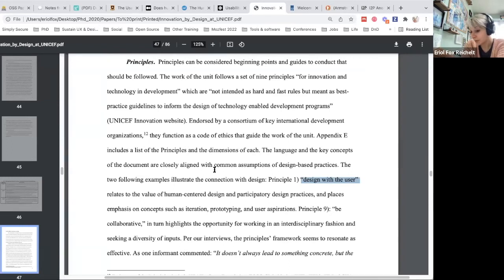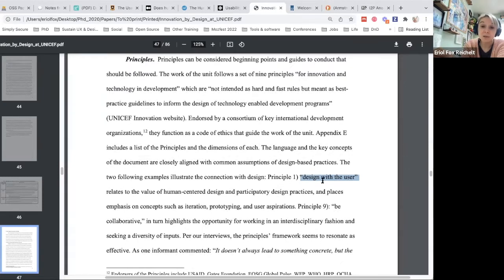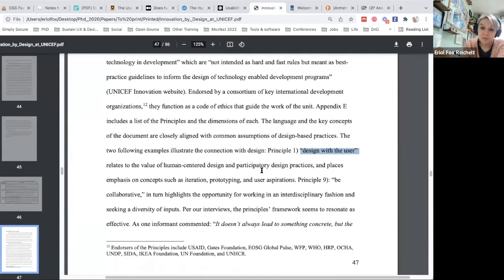Beginning points and guides to conduct that should be followed, like the work follows these principles. These are super important within innovation in the humanitarian space, and also to look at from an open source perspective. If principle 1 is design with the user, that is difficult within an open source space unless you invite the users into the open source space, the users of Rapid Pro, or facilitate some co-design process. I don't know. The barriers for users to enter into the open sourceness of something is still something that I have not read much about, and I only have my own anecdotal insights in practicing.